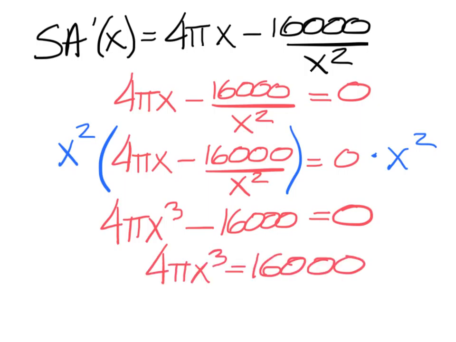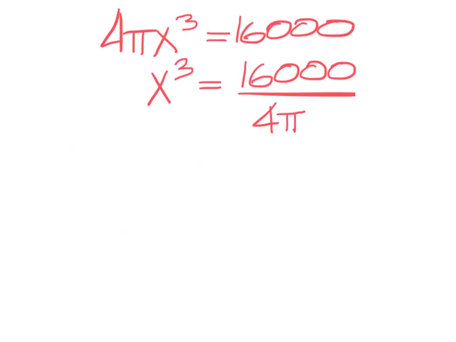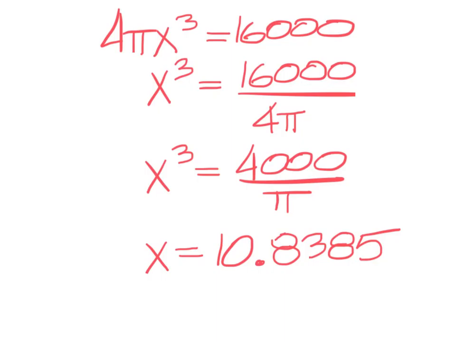So we move the 16,000 over to the right, make it plus 16,000. And then from there, divide by 4 pi. And when you do that, you're left with 4,000 over pi, and then the cube root of that is going to be 10.8385.